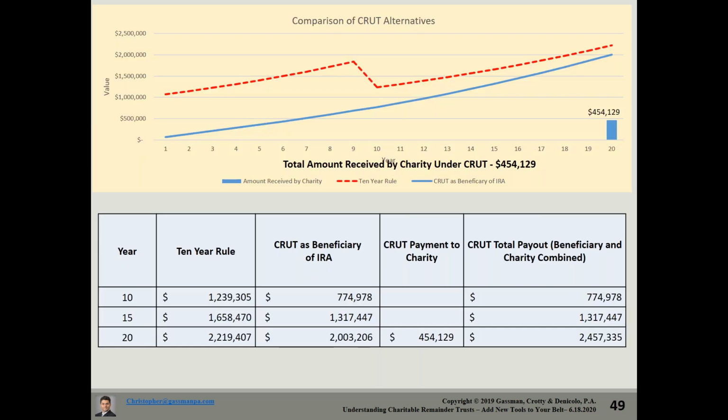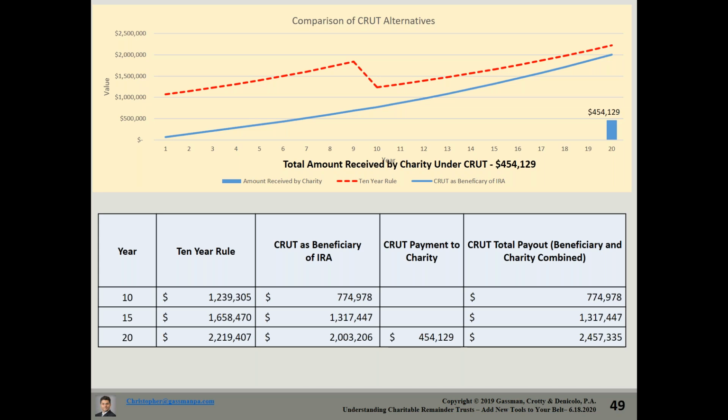So looking at these in comparison to one another, the 10-year rule is going to get more money in the hands of the beneficiary. That's unequivocal, and they're just going to pay the tax. However, using this charitable remainder trust could cause assets to go to charity, could generate some element of a charitable deduction, and can leave less money going to the government.